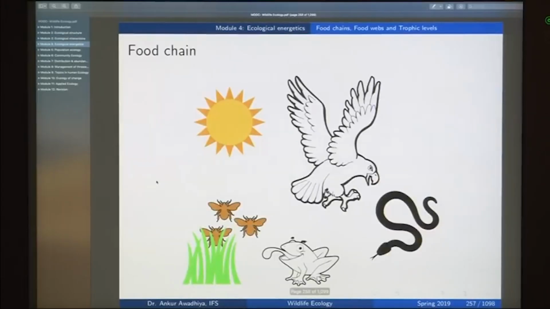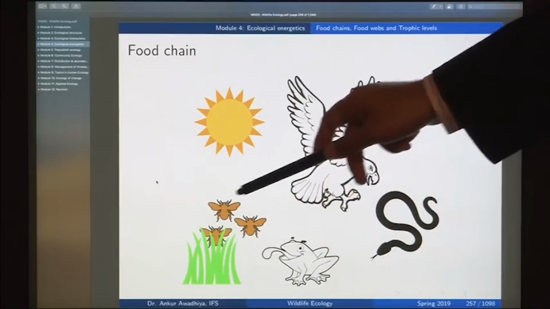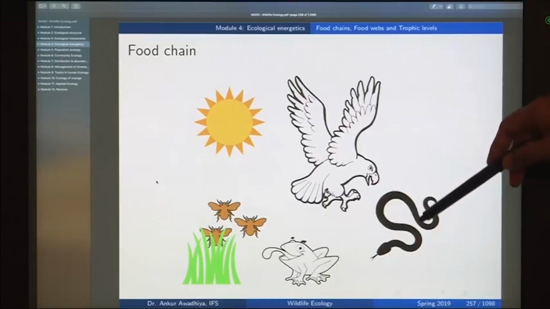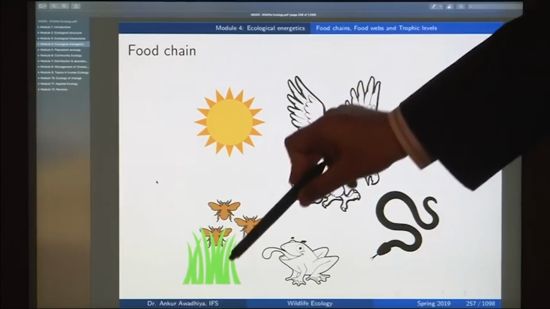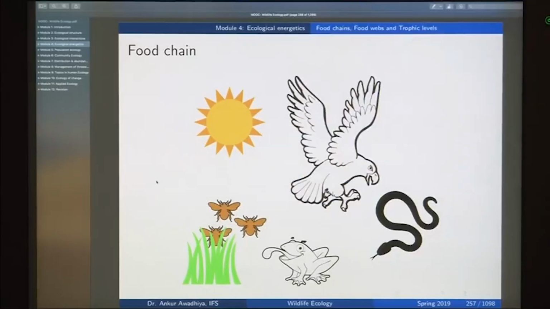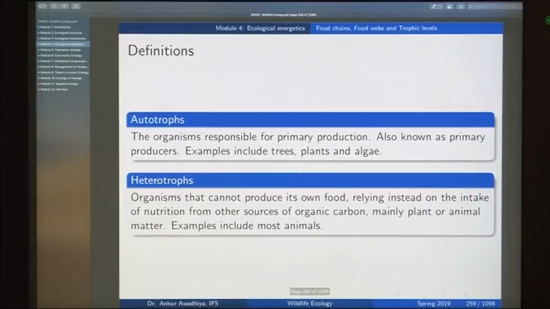So, in the case of food chains, this is one image that we know from our school days. Grass is eaten by insects, insect is eaten by the frog, frog is eaten by the snake, snake is eaten by the eagle, and the grass is making food by using the sun's energy for photosynthesis. So, this is an example of a food chain. It is defined as the transfer of food energy from its source in plants through herbivores to carnivores, detritivores or decomposers, and this is referred to as a food chain.